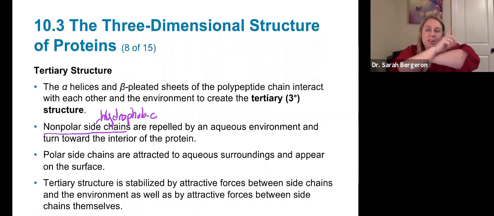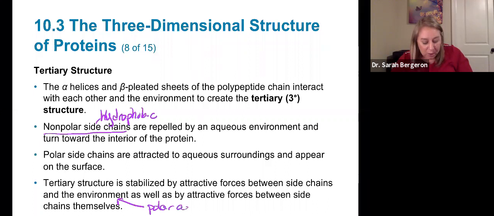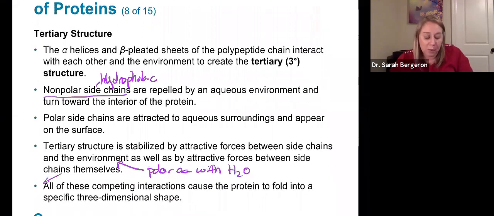Whereas you would have polar side chains here that would hang out and be like, oh, hey, water, let's make some hydrogen bonds and that kind of stuff. So you'll see them on the surface of proteins that are normally exposed to an aqueous environment. And so those tertiary structures end up being stabilized by attractive forces between side chains and the environment. So the polar ones, these would be polar amino acids with water, right? And then attractive forces between the side chains themselves. So the side chains themselves may interact and make an intermolecular force. We'll talk about what some of those examples are, but this is side chain to side chain.